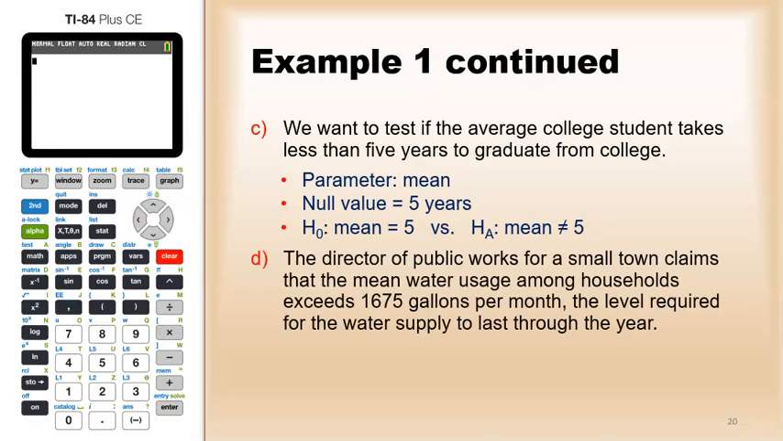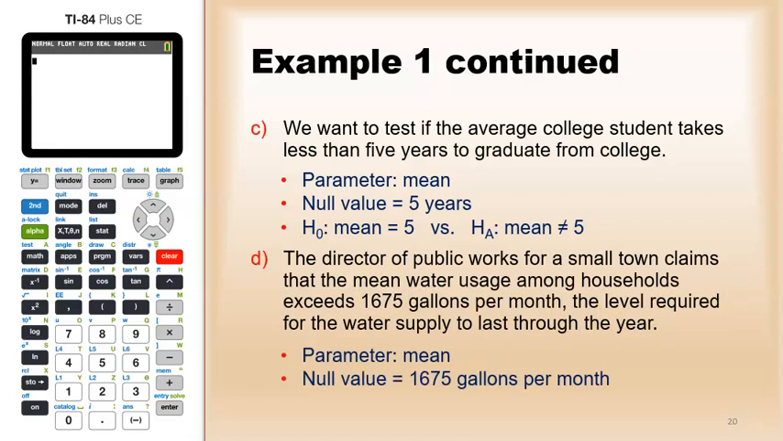Let's see. The director of public works for a small town claims that the mean water usage among households exceeds 1,675 gallons per month, the level required for the water supply to last through the year. So right away, I see the word mean. So that's going to be my parameter. The null value is 1,675 gallons per month, where we want the mean to be less than that. So my hypothesis: the mean is equal to 1,675 versus the alternative, the mean is not equal to 1,675 gallons.